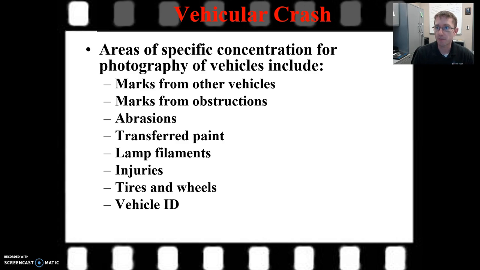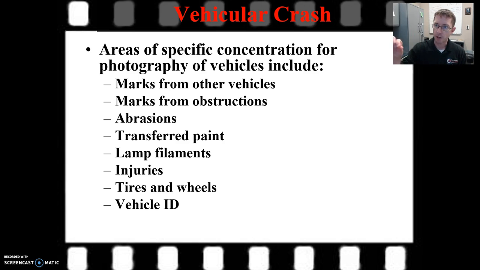Paint transfers, lamp filaments, whether headlights are on or off. We talked about trace evidence back in the intro to forensic science class, and we talked about hot shock and cold shock, getting into that. When there are people who are injured or dead, we want their injuries to be documented. We want documentation of the treads of the tires, what the wheels look like. And also we need to get good documentation of the vehicle's ID, the license plate, the VIN number. Double check and make sure that we have the proper VIN number on the vehicle.